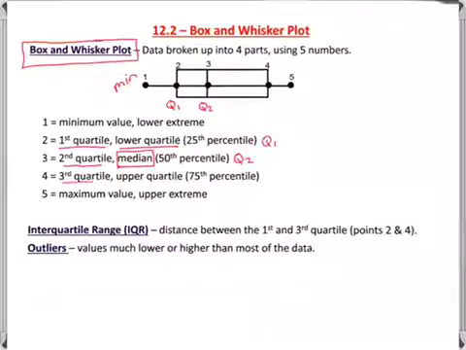And then your fourth point is third quartile or your upper quartile, which marks that 75% of your information is to the left of this point. So this fourth point is quartile 3. And the last one is your maximum value.